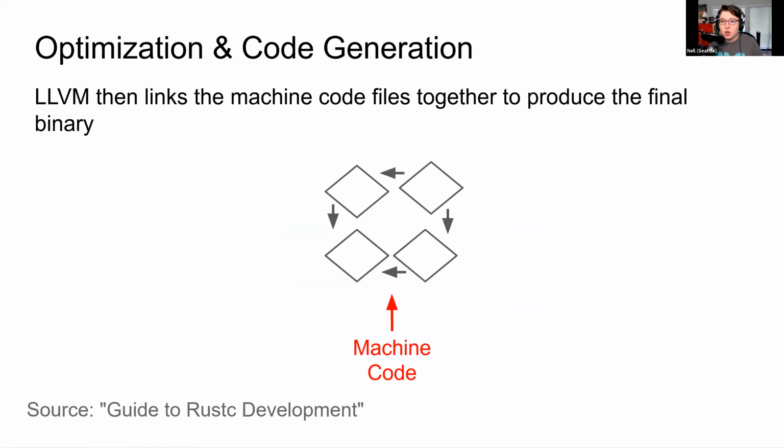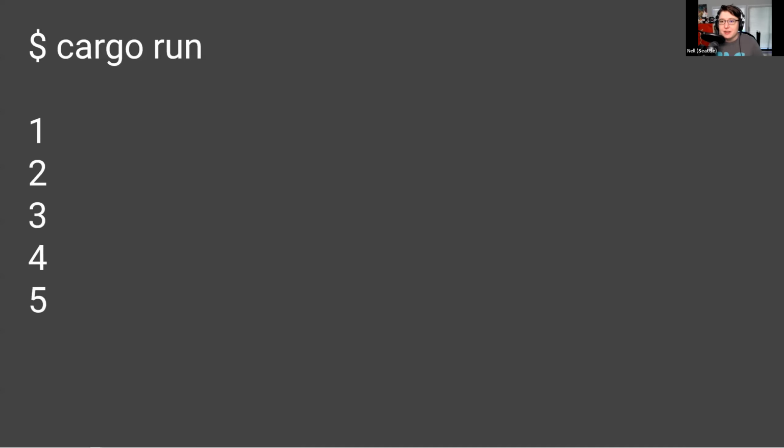So that means when we run cargo run, we see these numbers printed out because of all those compilation steps. So yay, that gives you a bit of an idea of how the compiler works to take your Rust source code and make it something a computer can execute.